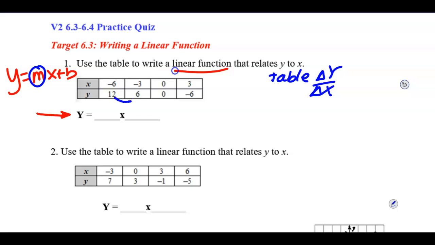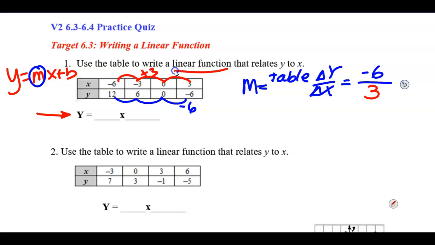So I'm going to look at what this is changing by each time. That's going to tell me my m. So it looks like it's going down by 6 each time. So over here, I'm going to put the minus 6 on the top. That's the change. And then for the x's, if I follow it all the way across, it looks like it's going up by 3 each time. So that's a positive 3. So I'm going to put that on the bottom. The change in y over the change in x.